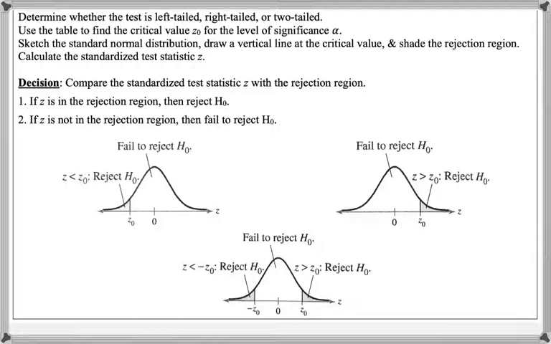Then we need to calculate the standardized test statistic z. Now for the decision, we want to compare the standardized test statistic z with the rejection region. So if z is in the rejection region, then we reject the null hypothesis. If z is not in the rejection region, then we fail to reject the null hypothesis.